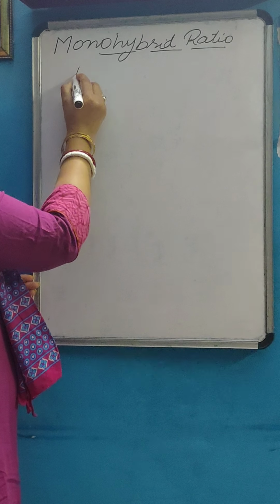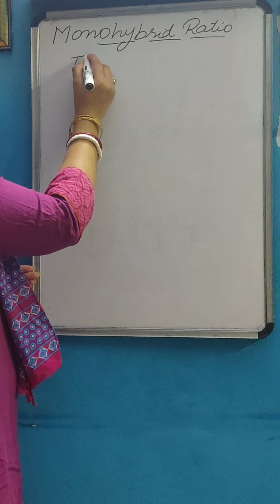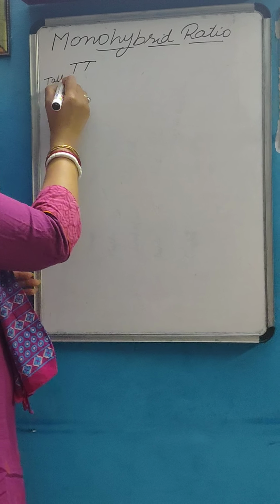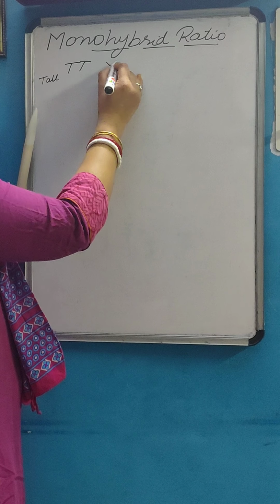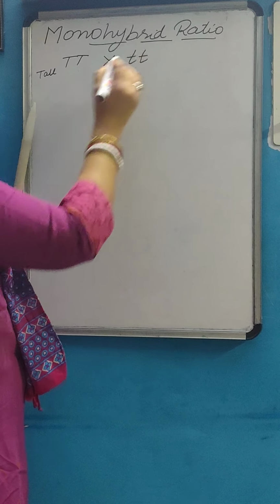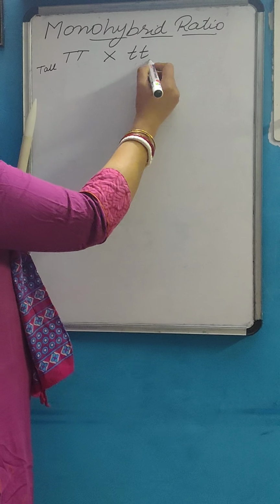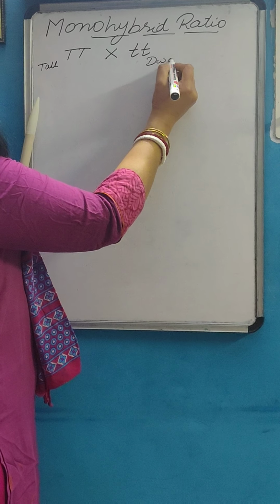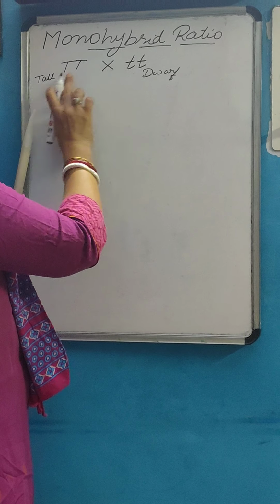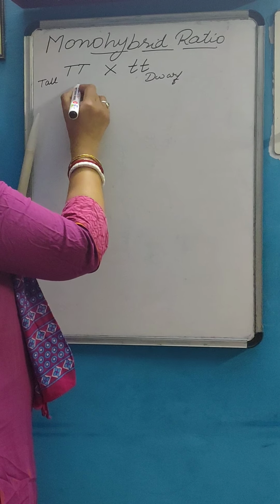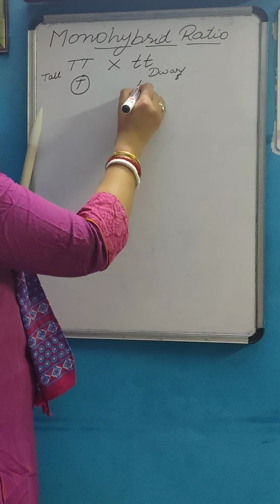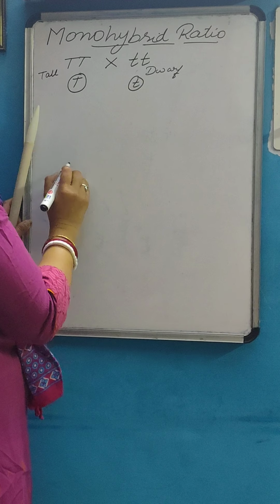So Mendel took a pair of homozygous alleles. This was for the tall plant, and he crossed it with a pair of homozygous alleles, where these are the dwarf characteristics of a plant. These are one pair of homozygous characters. So here we are getting the gamete as capital T, here we are getting small t.